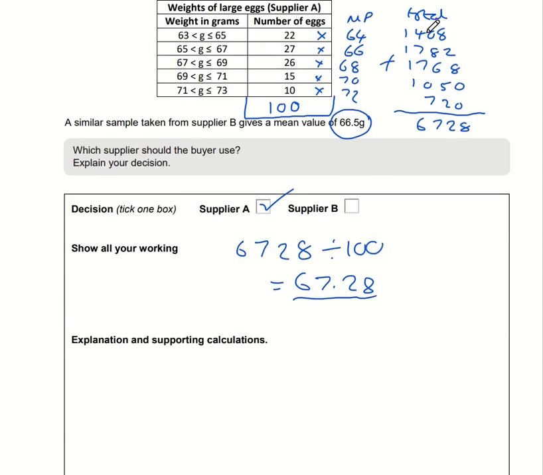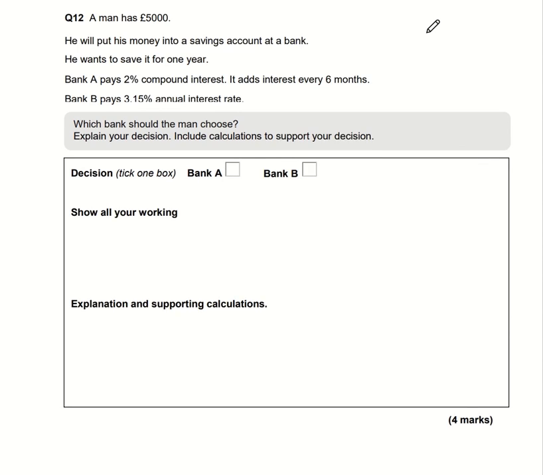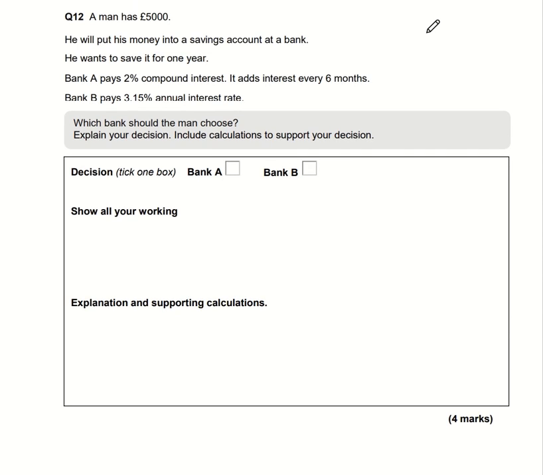Okay, let's move on to the next question. A man has £5,000. He'll put his money into a savings account at a bank, and he wants to save it for 1 year. Bank A pays 2% compound interest, and it adds interest every 6 months. Well, if it's in there for 1 year, then the interest is going to be applied twice.